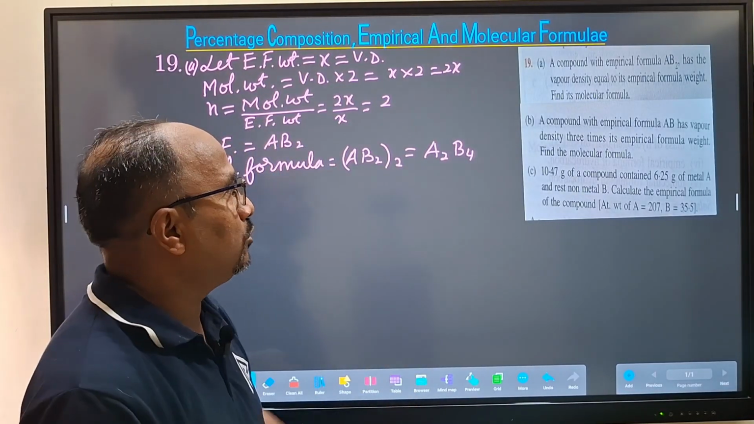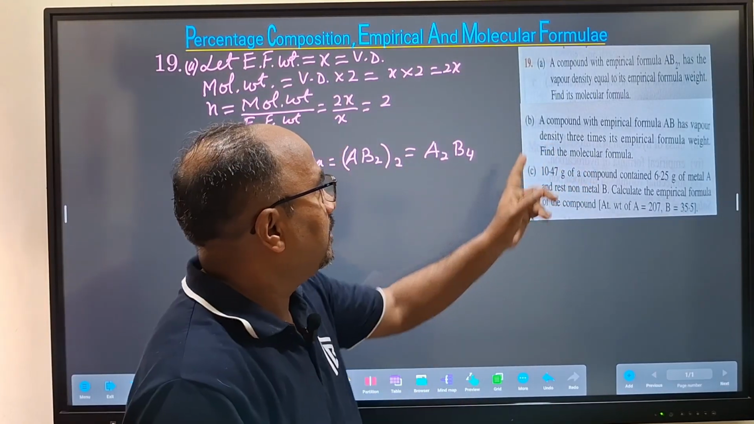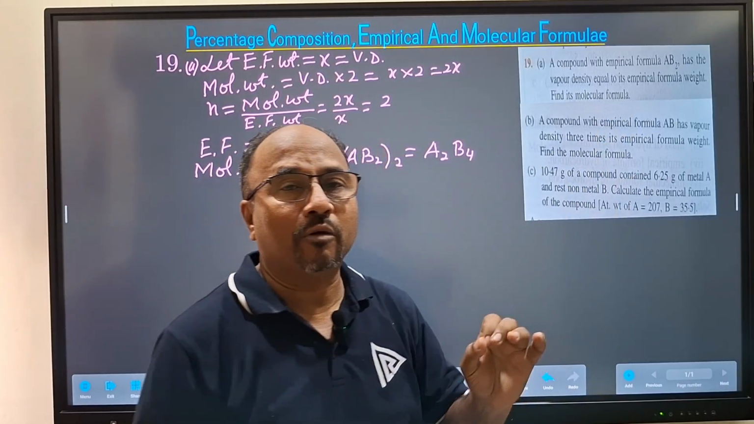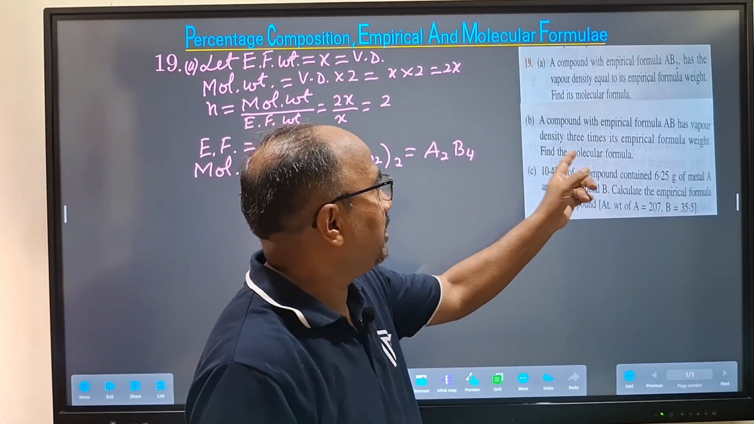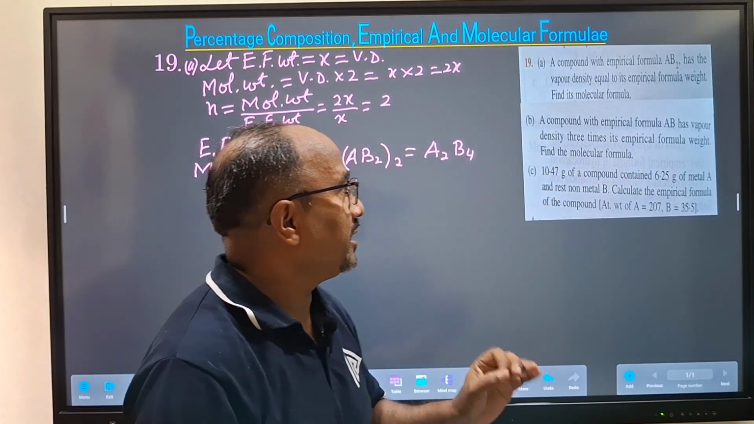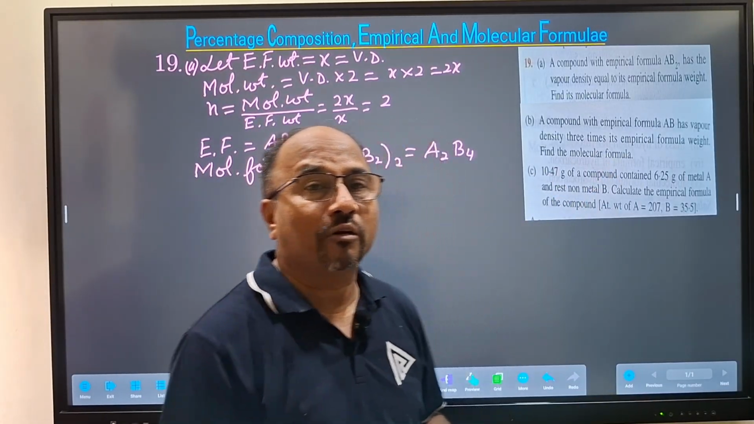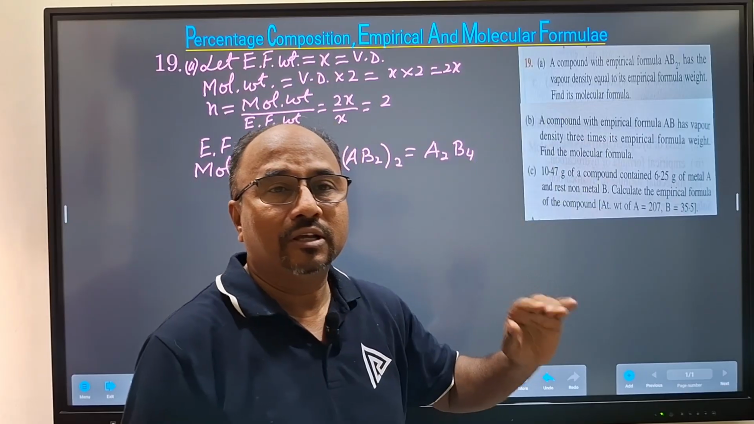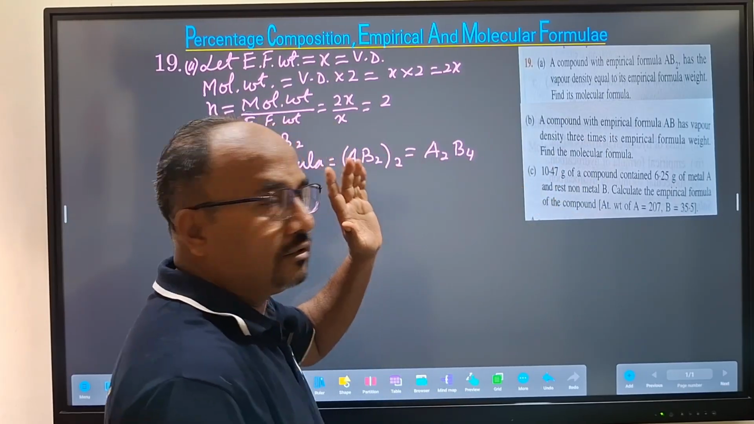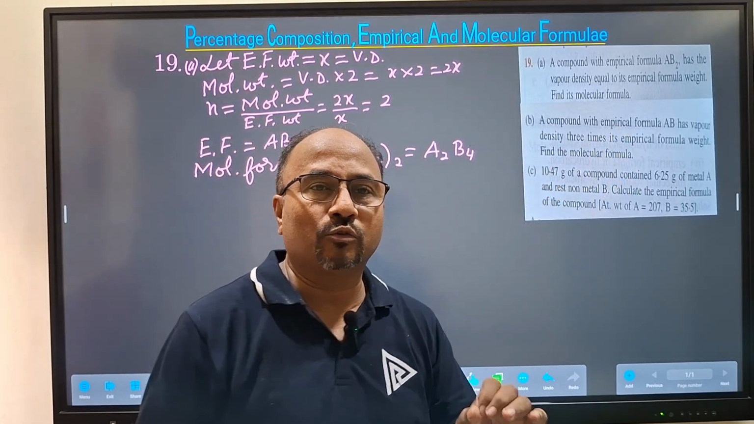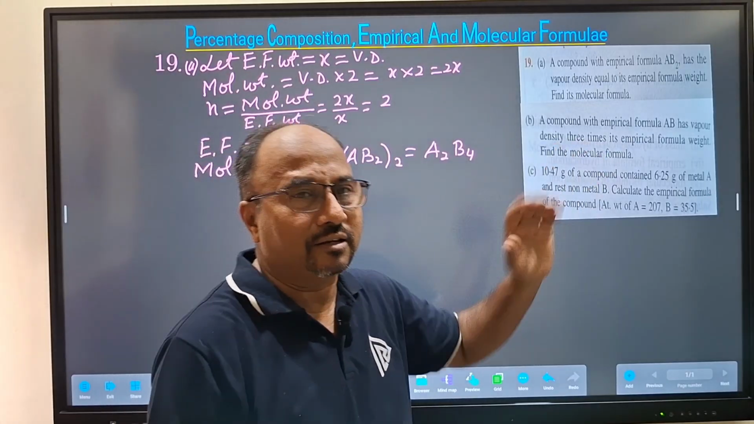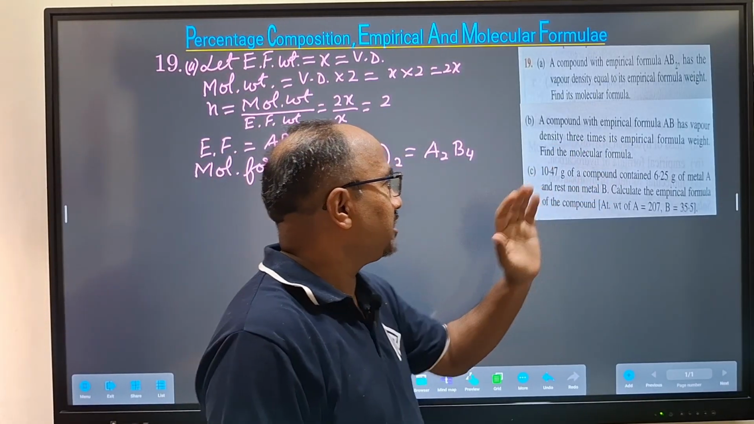Now let us take a look at 19B. A compound with empirical formula AB has vapor density 3 times the empirical formula weight. Find the molecular formula. So is this sum similar to this part? I leave it for you to work on your own and get the result. Now let us see the C part.